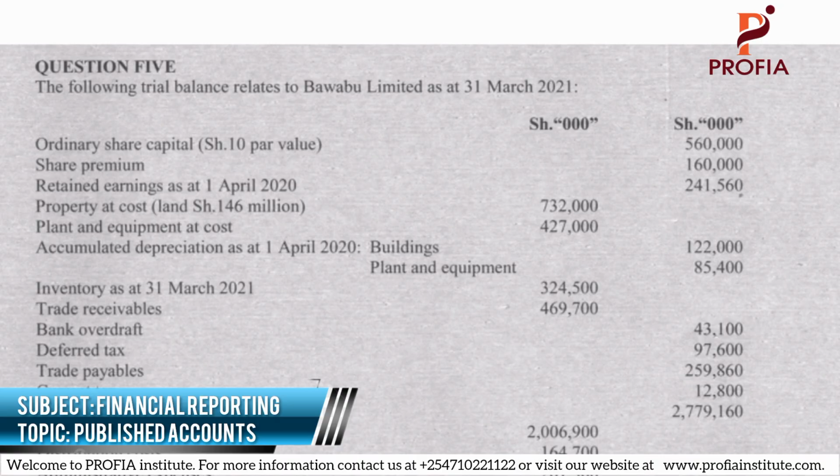Ordinary share premium, retained earnings, property at cost, plant and equipment at cost, accumulated depreciation as at 1st April 2020. We have for plant and also for buildings.